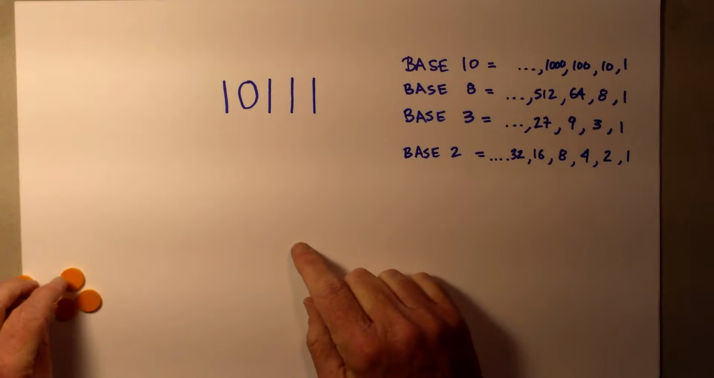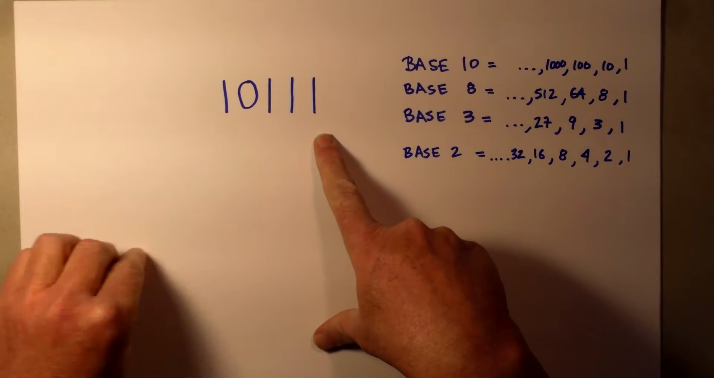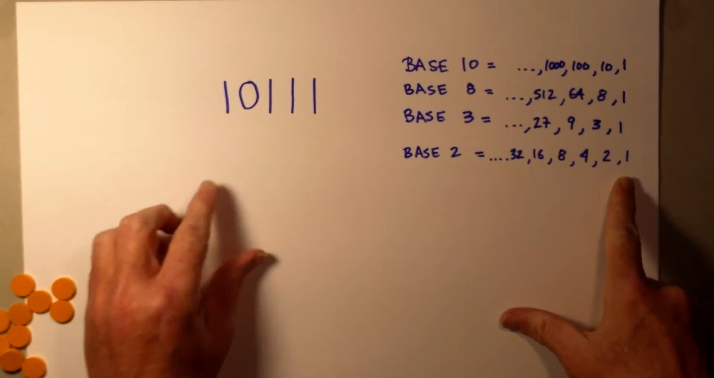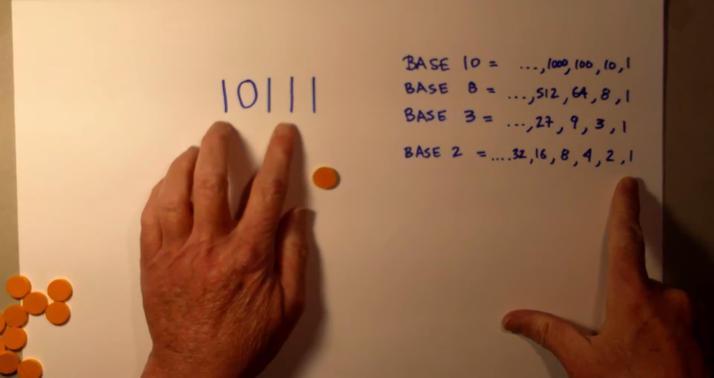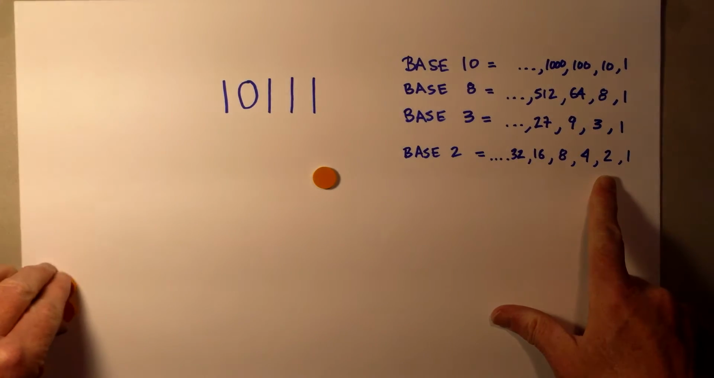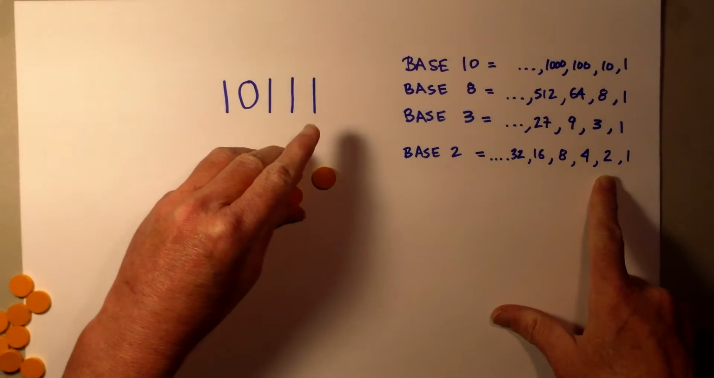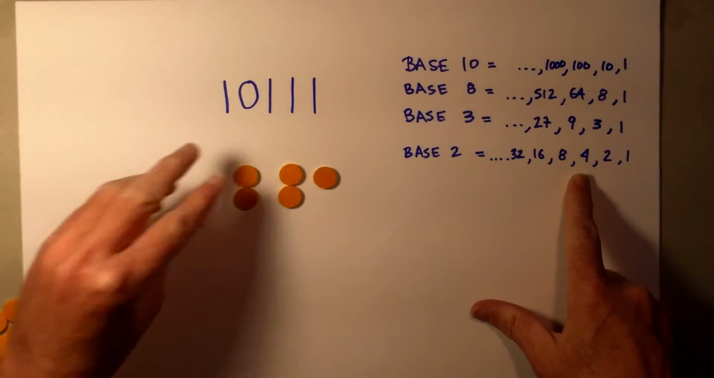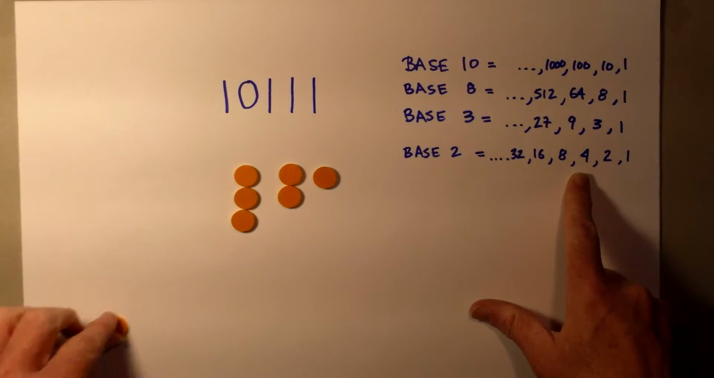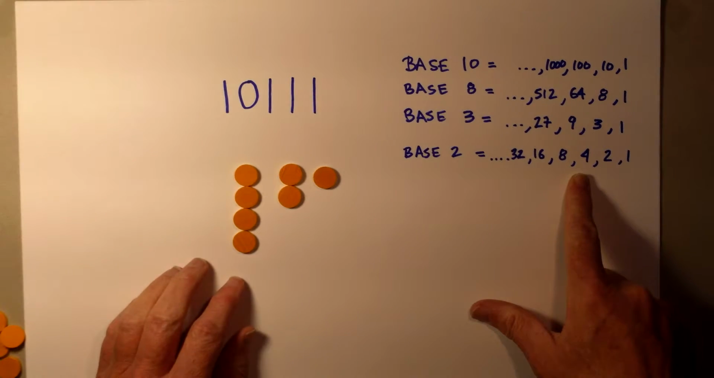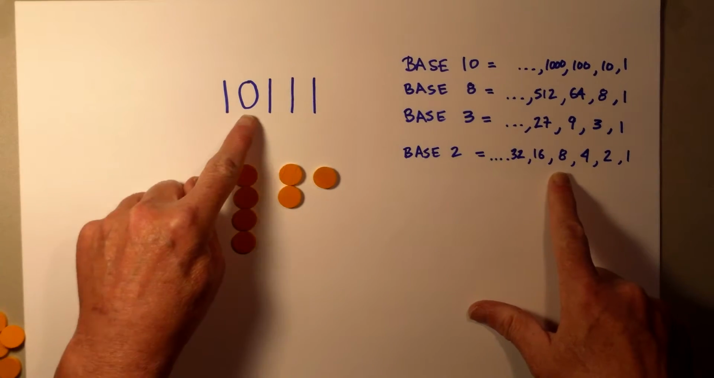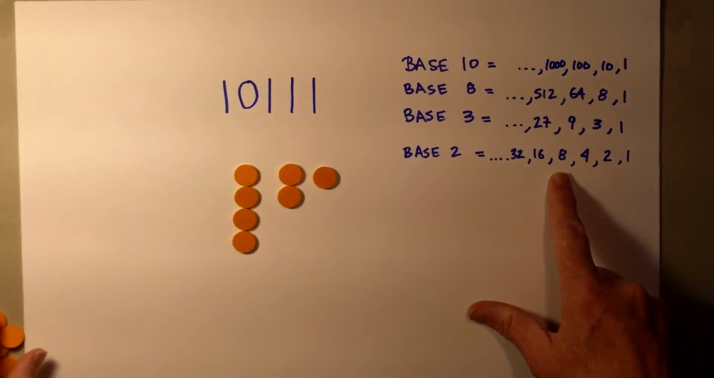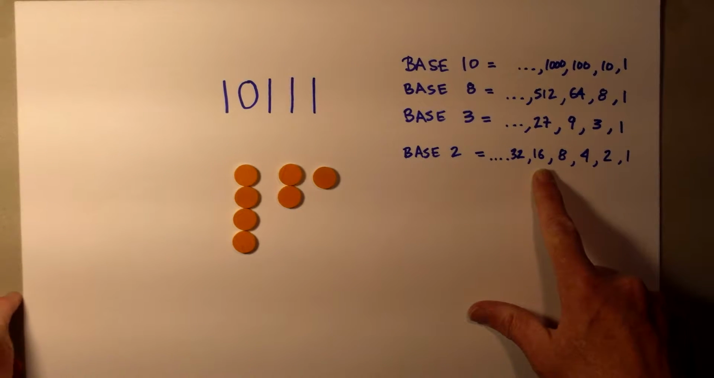Okay, so let's take a look. This 1 in this position means I have 1 1. This 1 in this position means I have 1 2. And this 1 in this position means I have 1 4. All right. This 0 here means I have 0 8s, so I don't need to account for that. And this here means I have 1 16.